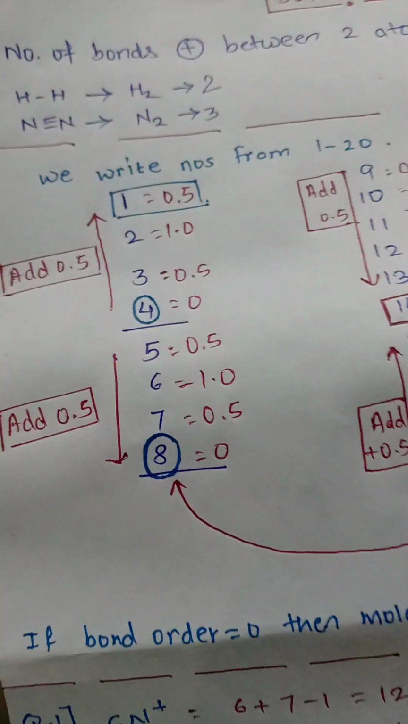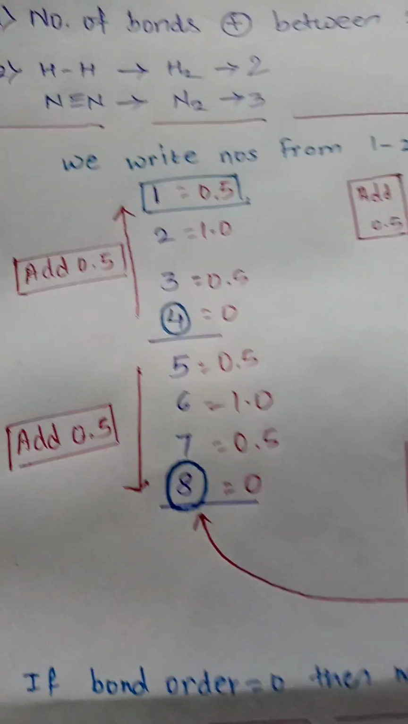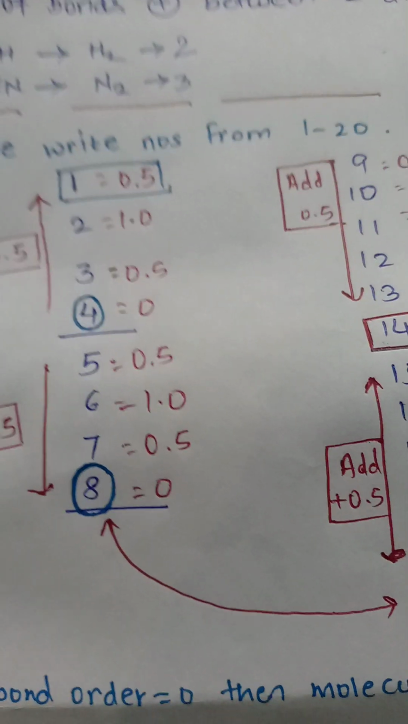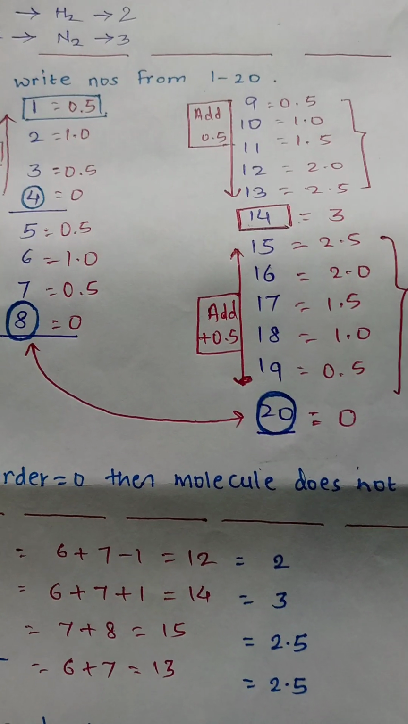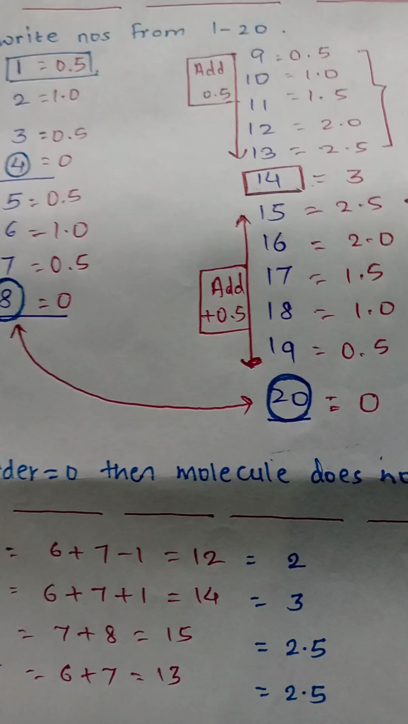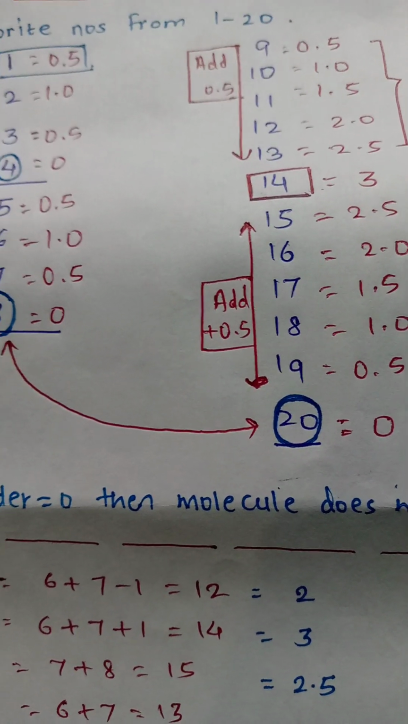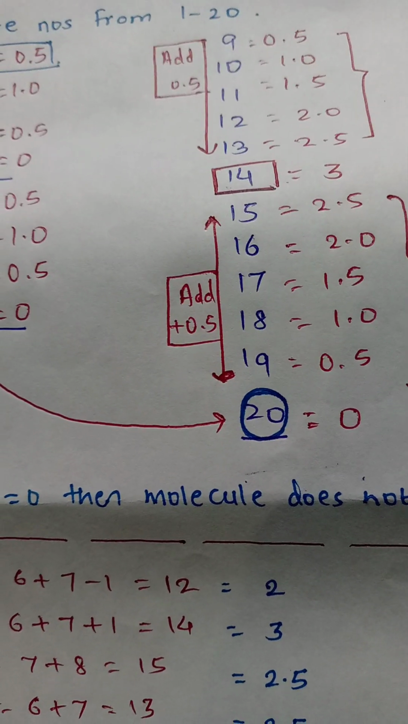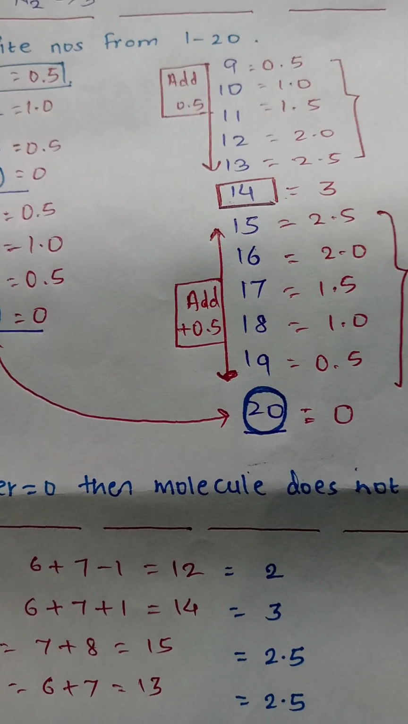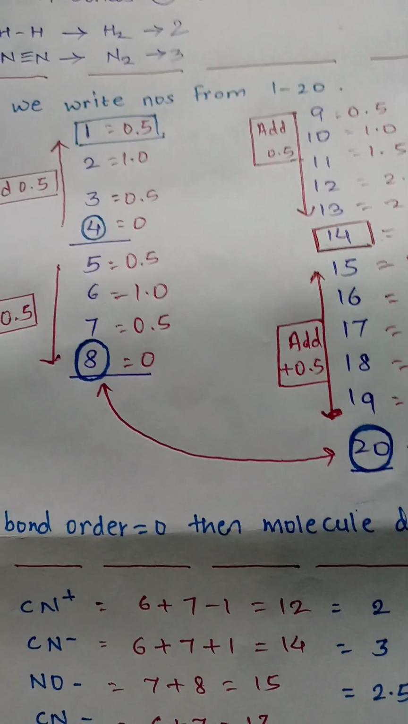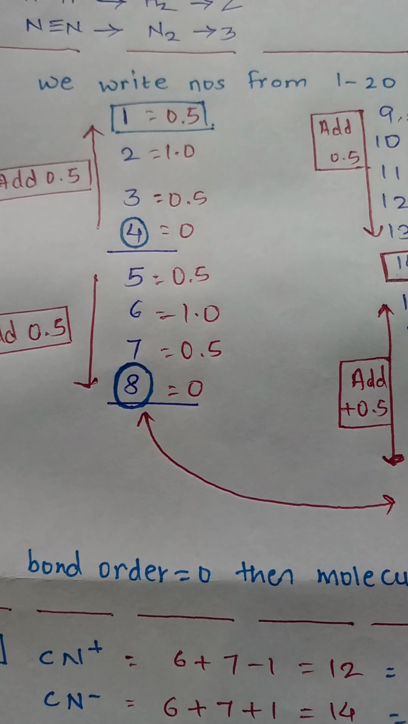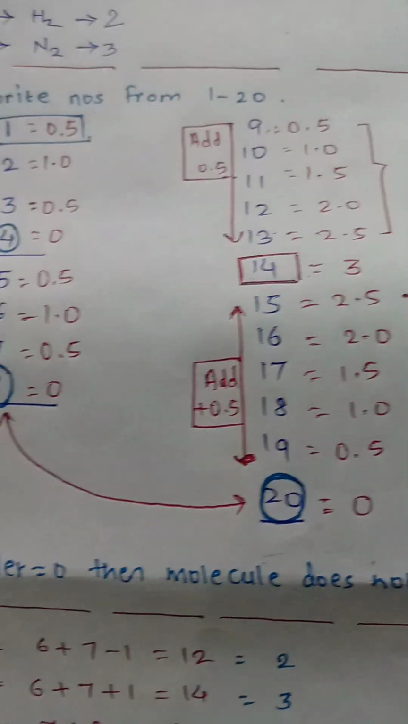What did I say? We said 20 electrons bond order is 0, so I wrote 20 and 0. 8 is always 0, so 8 is 0. 4 is 0, and then 14 is always 3, so you just have to add 0.5 from 20 as we move towards 14. As soon as we reach 14, 3 we have got the bond order. Again we go and we stop at 8. 8 I told you, 8 is 0. So now move downwards, 9, 10. From 9 to 13 we are going 0.5 to 2.5.